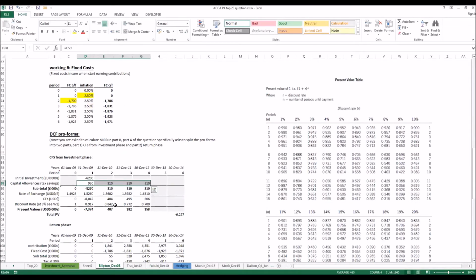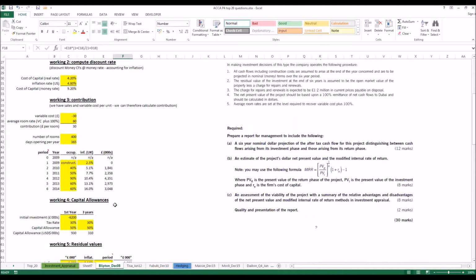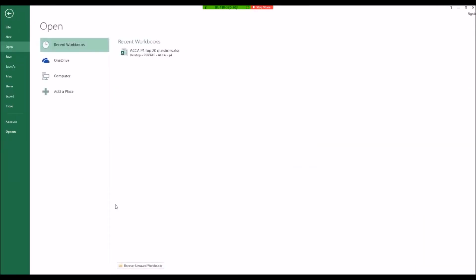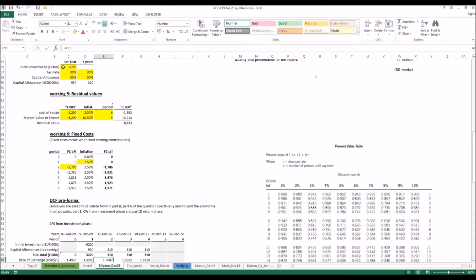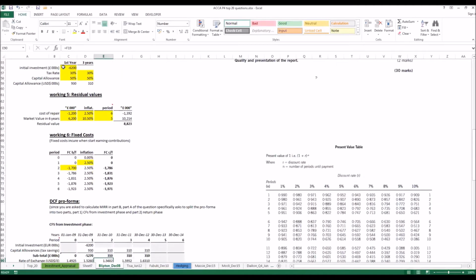So that's from working 1. We have the exchange rates to convert that from pounds into US dollars. The inflation rates, the exchange rates, we start with 1.4925, and then we adjust it for inflation year on year. So that's 1.526, 1.5602, just a quick sense check.